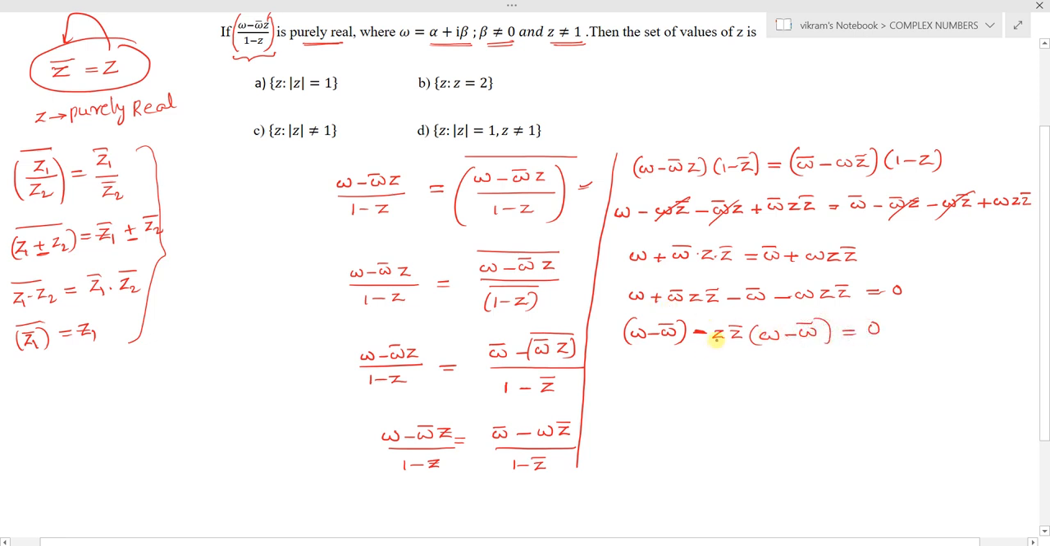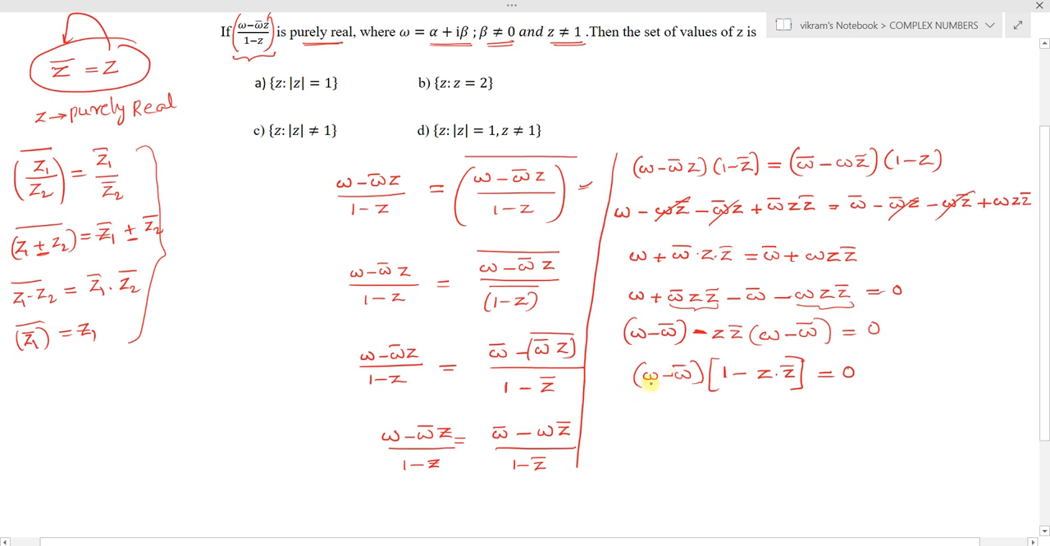Just simply multiply: we get minus W into Z conjugate, and minus into minus gives plus W conjugate into Z conjugate. Now we can take W minus W conjugate as a common factor, then we get 1 minus Z into Z conjugate equals 0. Okay, right.